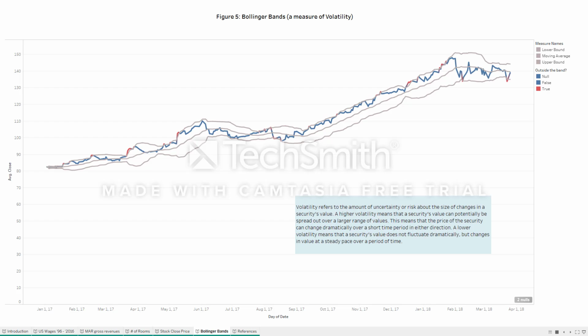Figure 5 represents the closing stock price from January 1st, 2017 to March 30th, 2018, approximately 16 months. Plotting the stock price and adding Bollinger Bands identifies stock volatility. For most of this time period, the stock price stays well within the upper and lower bounds of the bands. The stock price in red identifies periods of higher or lower volatility. From this graphic, we can conclude that the value of the security increases at a steady pace over a long period of time.